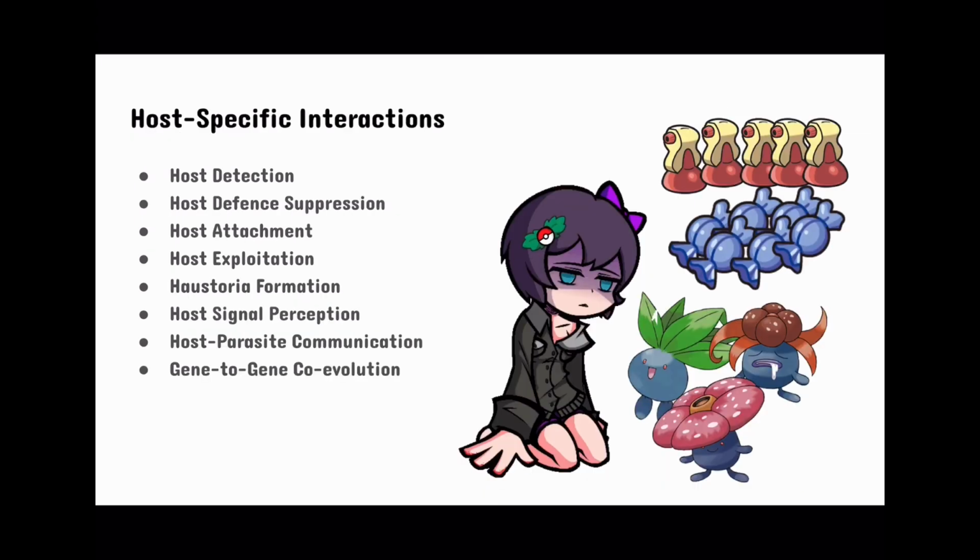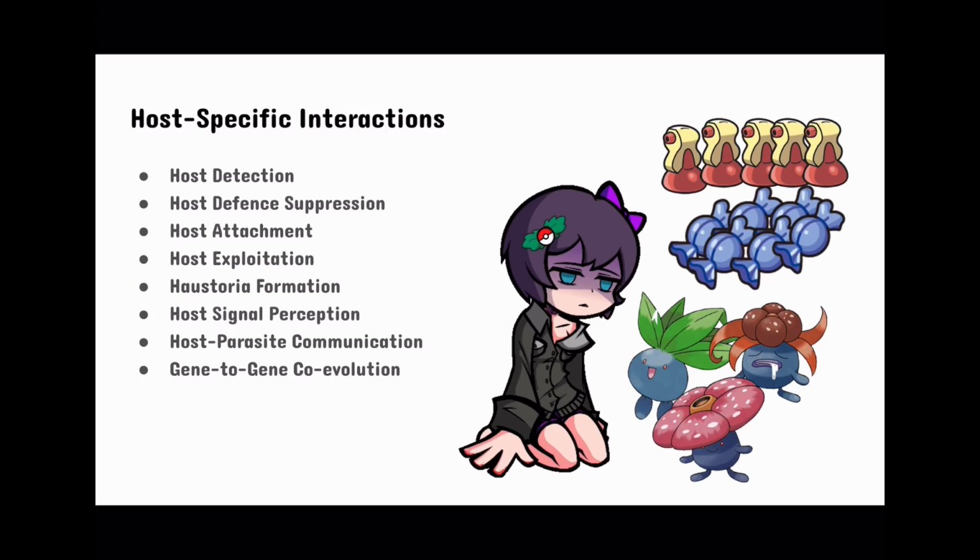Moving on to host-specific interactions. One thing that a parasitic plant does is detect whatever is the best host for it. For host defense suppression, the parasitic plant is able to essentially lower the host's guard by secreting effector proteins to interfere with the host's defense signaling pathways.